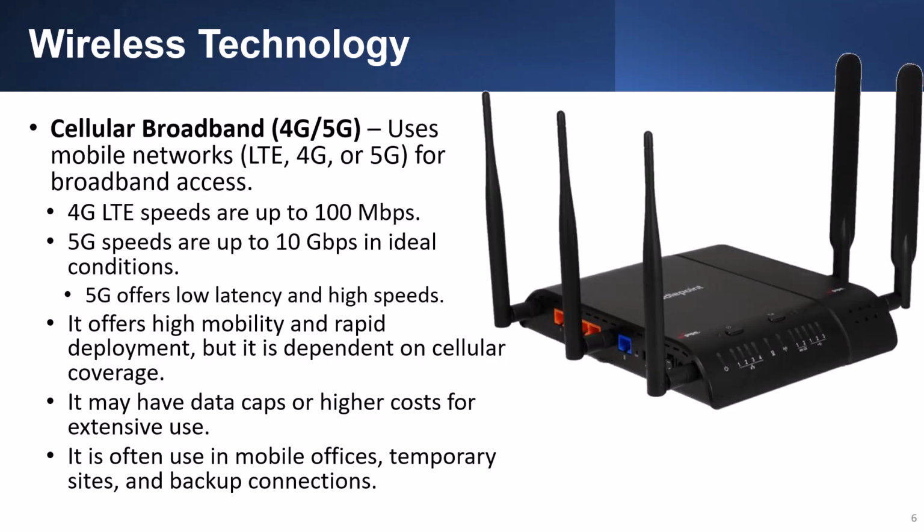Cellular broadband, such as 4G and 5G, uses mobile networks for broadband access. 4G LTE speeds are up to 100 megabits per second, while 5G speeds are up to 10 gigabits per second in ideal conditions. 5G offers low latency and high speeds. It offers high mobility and rapid deployment, but is dependent on cellular coverage. You may have data caps or higher costs for extensive use, and it is often used in mobile offices, temporary sites, and backup connections.